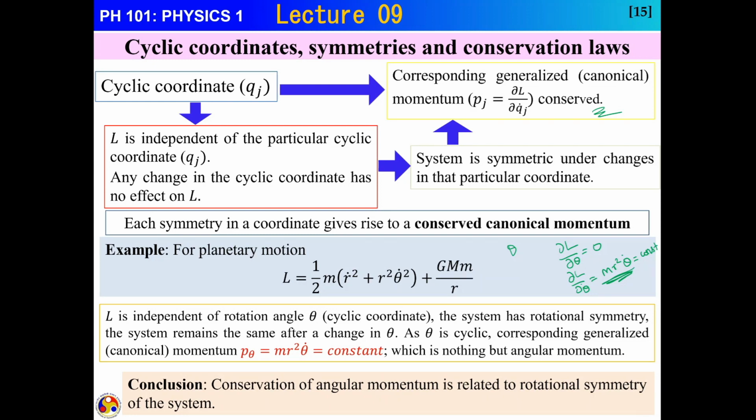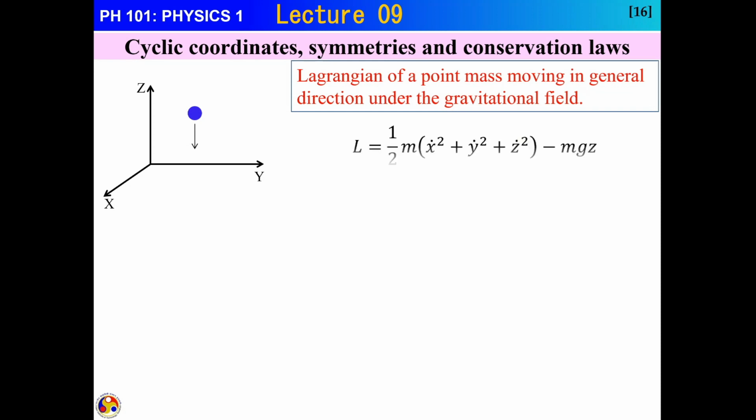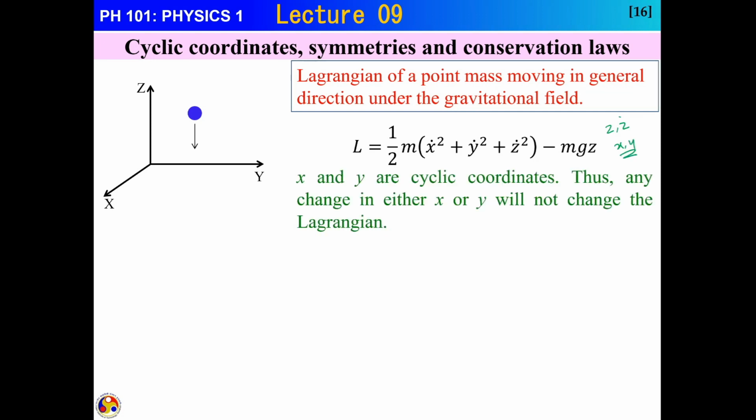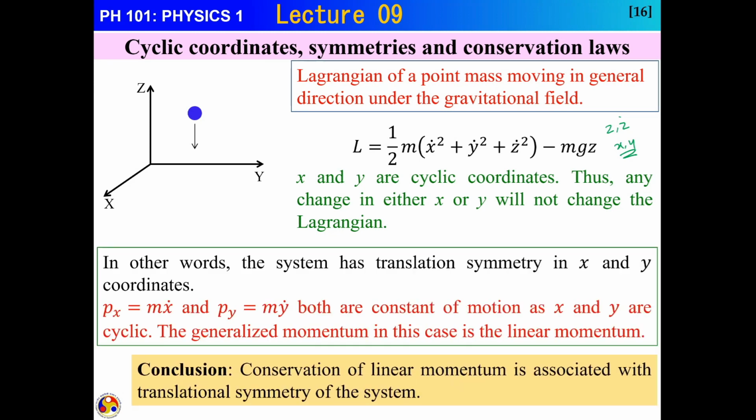Similarly, if you go back to the previous problem where we talked about the Lagrangian of a point mass moving in a general direction under the gravitational field, we wrote the Lagrangian in this functional form. Again here, while z dot exists, x and y are missing, and therefore x and y are cyclic coordinates. Thus, any change in either x or y will not affect the Lagrangian. So the conclusion is that the conservation of linear momentum is associated with the translation symmetry of the system.